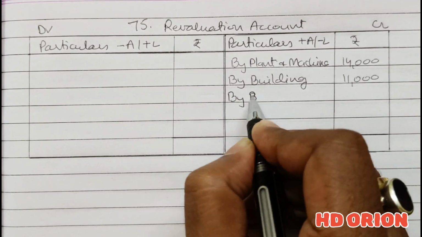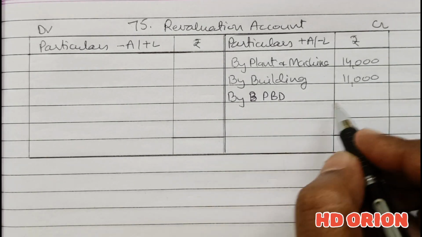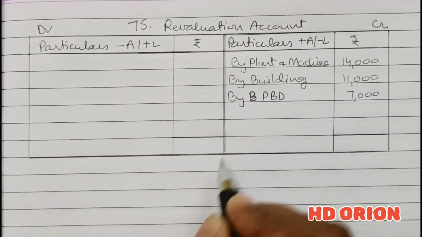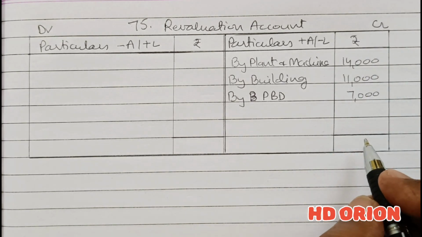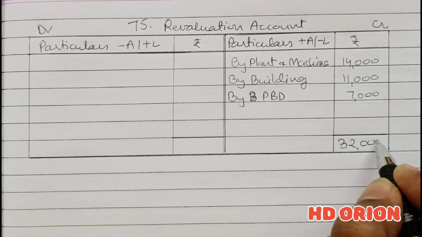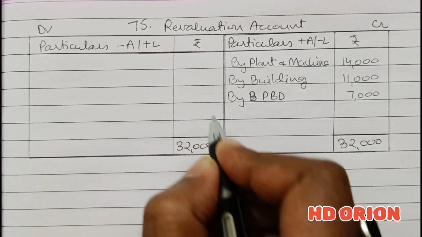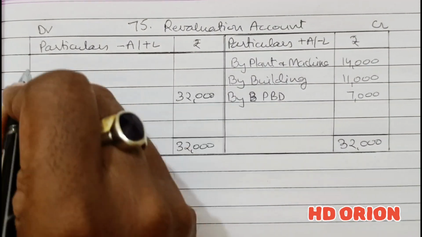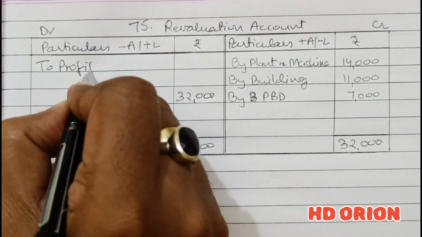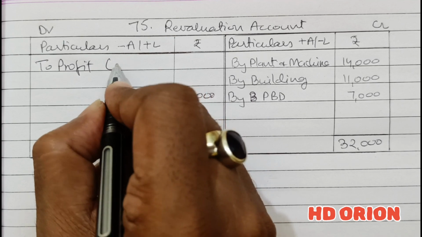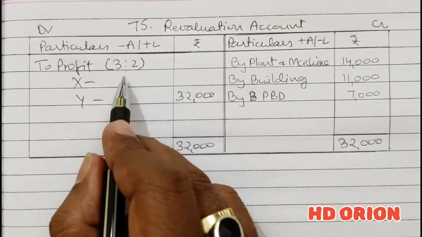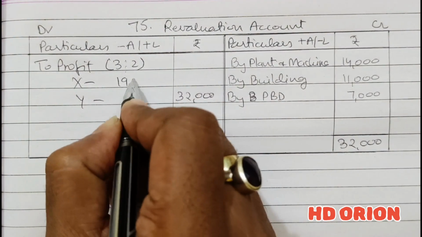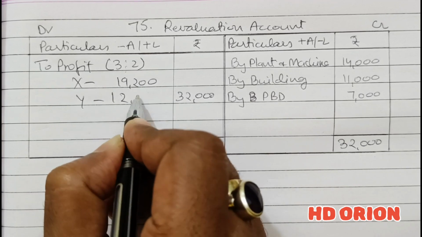So by provision for bad debts, already made 7,000. Now we are cancelling it, so it is a decrease in liability. Then that's it, no other thing. Now the grand total here is 32,000. So this 32,000 is a credit balance, and it is profit on revaluation, which will be given to partners X and Y in their profit sharing ratio, that is 3:2. So to partner X and partner Y, break this in 3:2. It is 19,200 and 12,800.